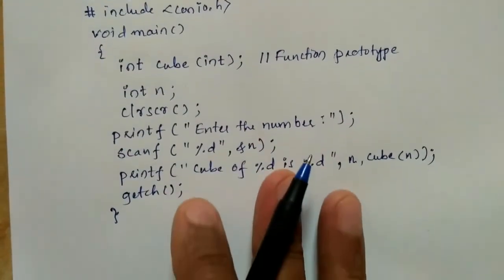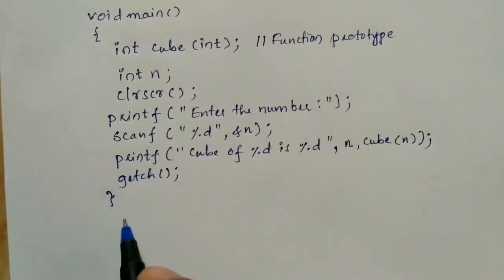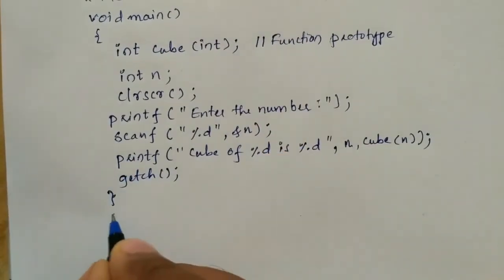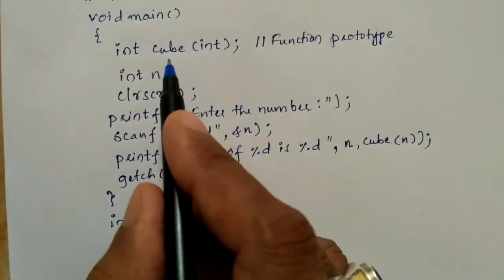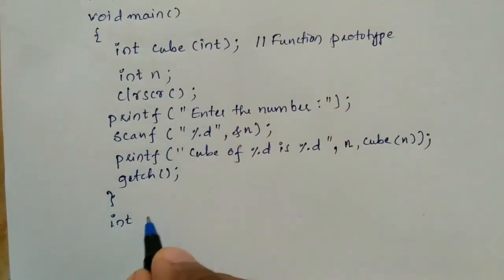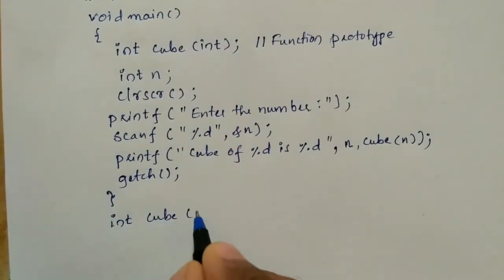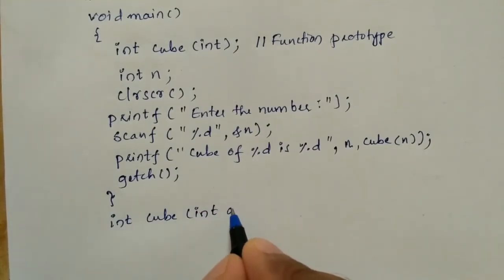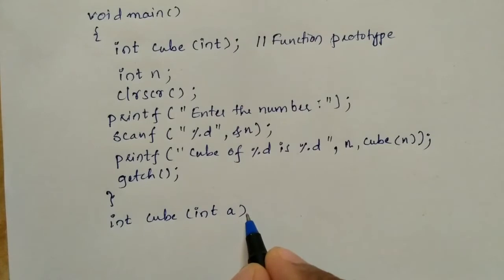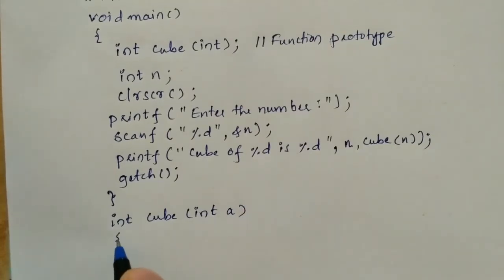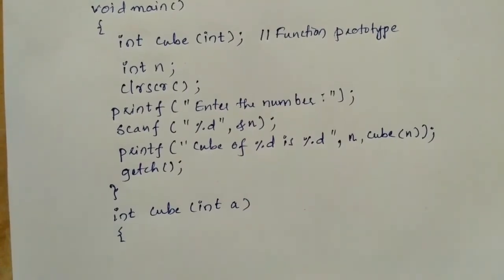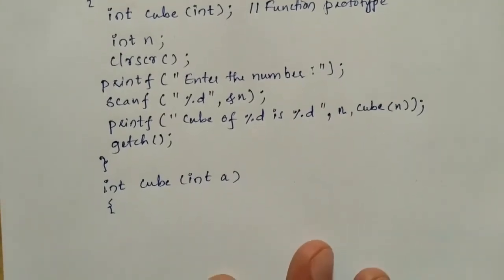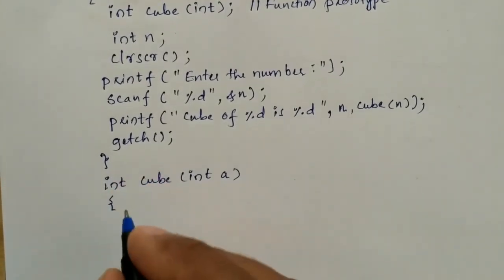Now it's time to define a function called cube. Return type is int. As per the function prototype, I'll write cube, and then inside the round bracket I'm going to write int, and then I'm going to write a variable called a. Curly open brace indicates this is the beginning of body of a cube function.